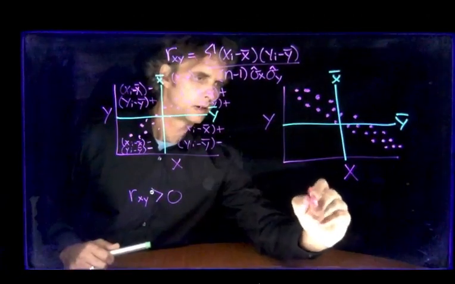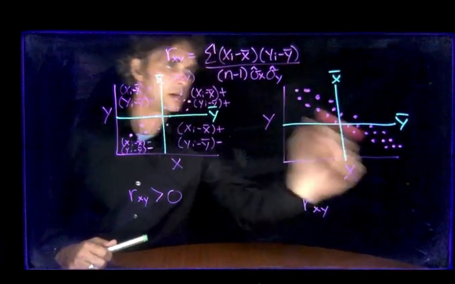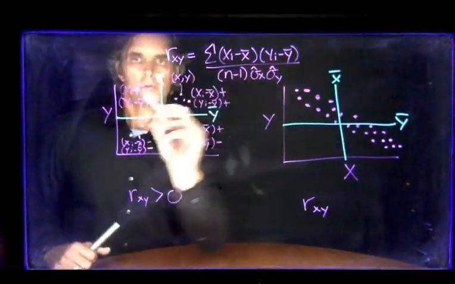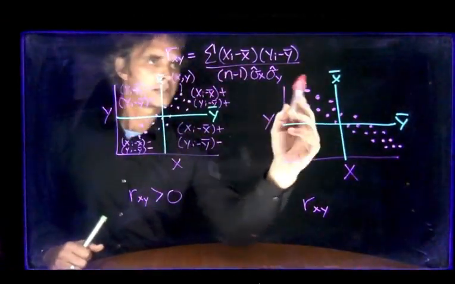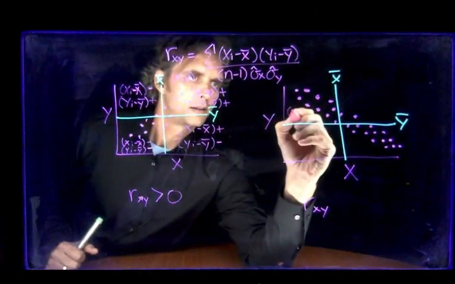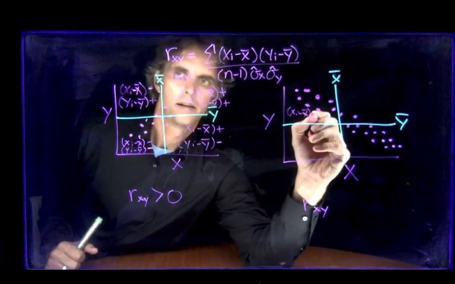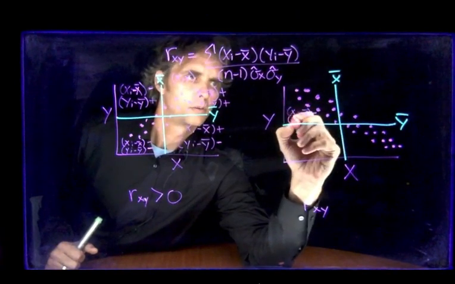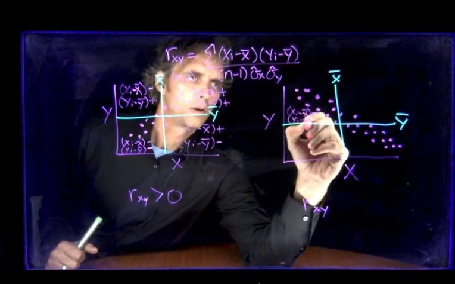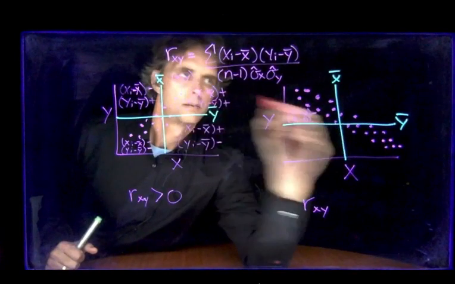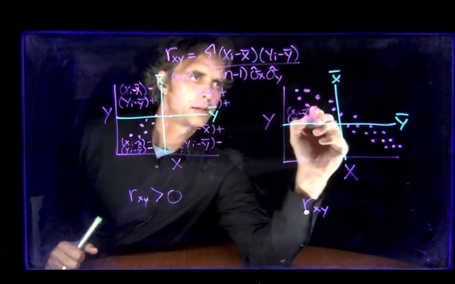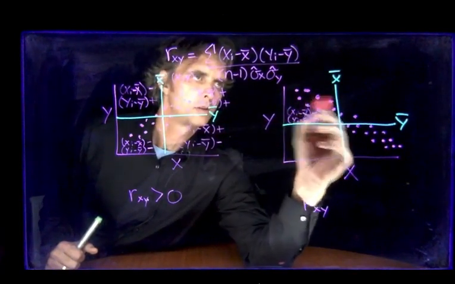What about the sample linear correlation coefficient? We know that should be negative. We've already done the math, right? All these points here have xi minus x bar negative and yi minus y bar positive, right? All those y's are bigger than y bar. All those x's are smaller than x bar.